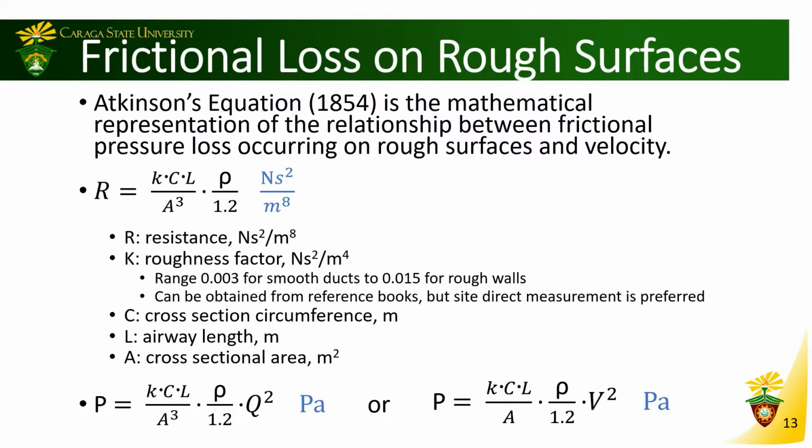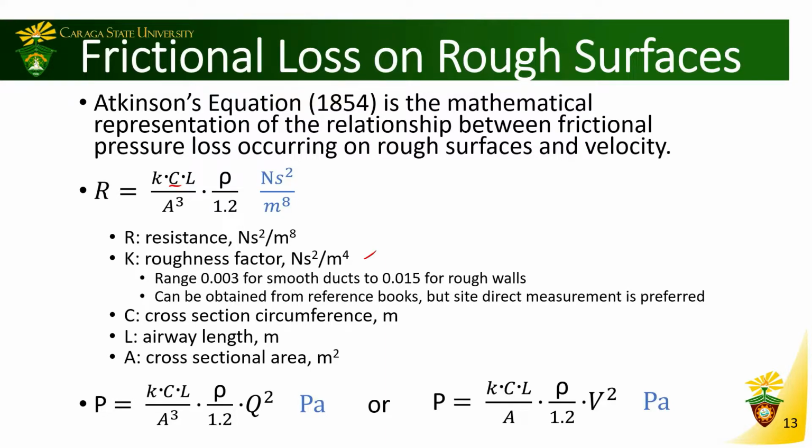K is the roughness factor. Its range is from 0.003 for smooth ducts to 0.015 for rough walls. And this can be obtained from reference books, but site direct measurement is preferred. So there are methodologies in order to obtain the roughness factor. The C, right here, is the cross-section circumference, and L is the airway length in meters. Also, the A is the cross-sectional area in square meters.